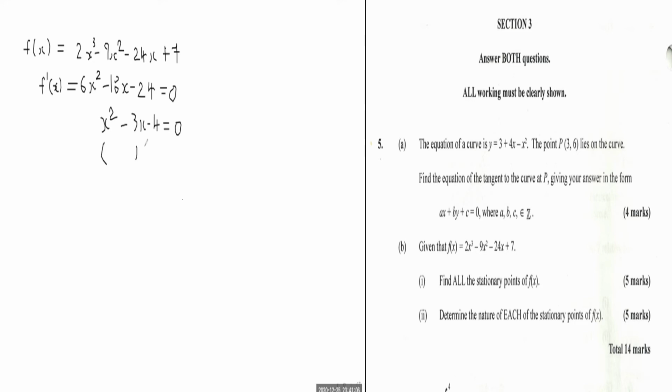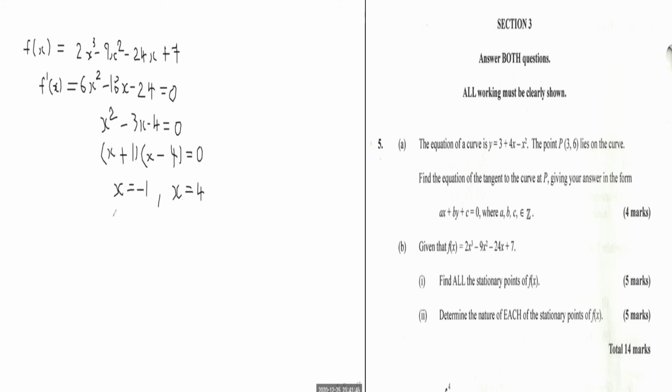We can then factorize it. That's x, 4 and 1. The signs are different, but the greater product is negative, so minus and plus. And so what we're getting is x is equal to negative 1, or x is equal to 4. Nice and easy.